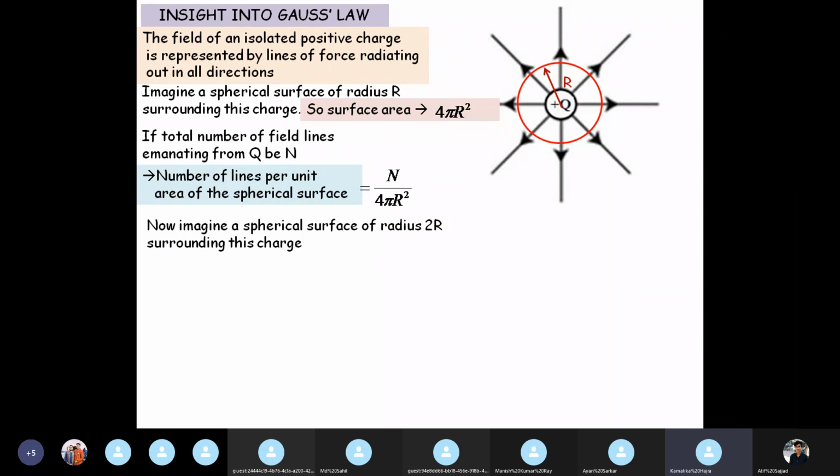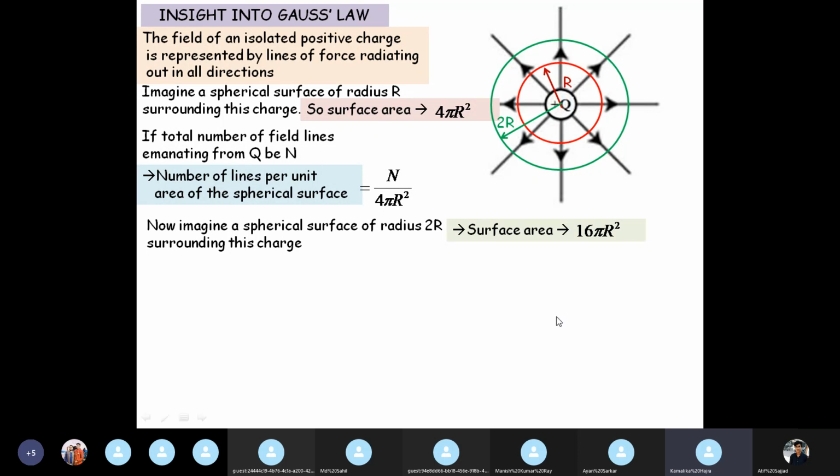Now, let us imagine another spherical surface, again centered at Q, but now of radius 2R. So, we imagine another spherical surface which has radius double that of our first spherical surface. This is the second spherical surface and it has a radius twice R. Alright, so what is the surface area of this spherical surface? 4 pi into 2r whole square, that is 16 pi r square.